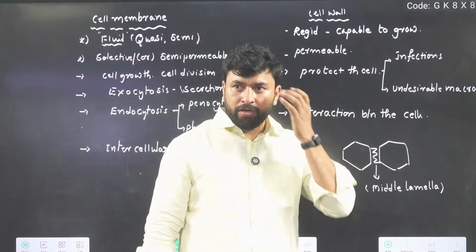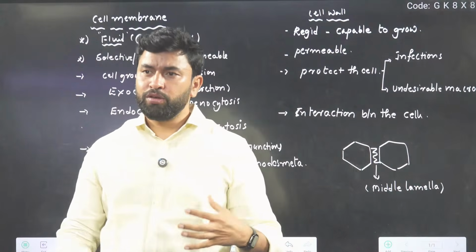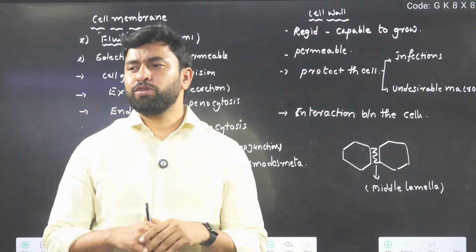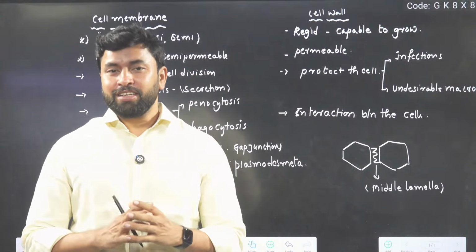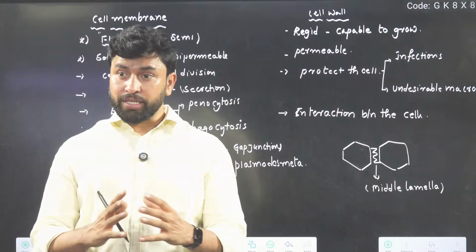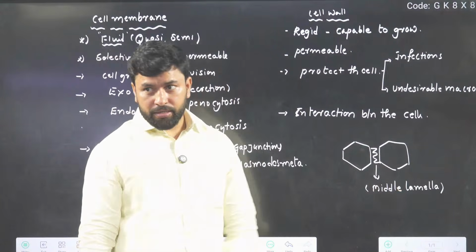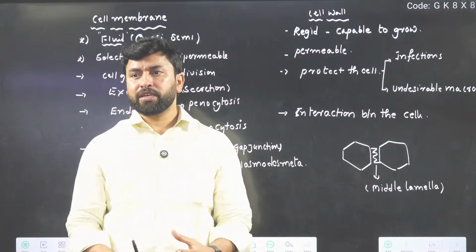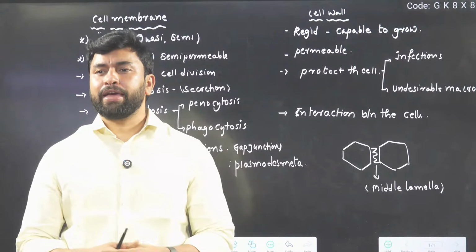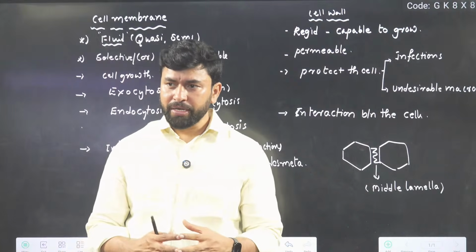In between the cells, if they want to interact, do they have mobile phones or any other kind of social media between them? No, not possible. Because if these cells want to interact, they need to stay together. That staying together is possible with the help of the middle lamella. Do you recall what chemical substance is present in the middle lamella? Calcium or magnesium pectates. Most probably calcium pectates are present.